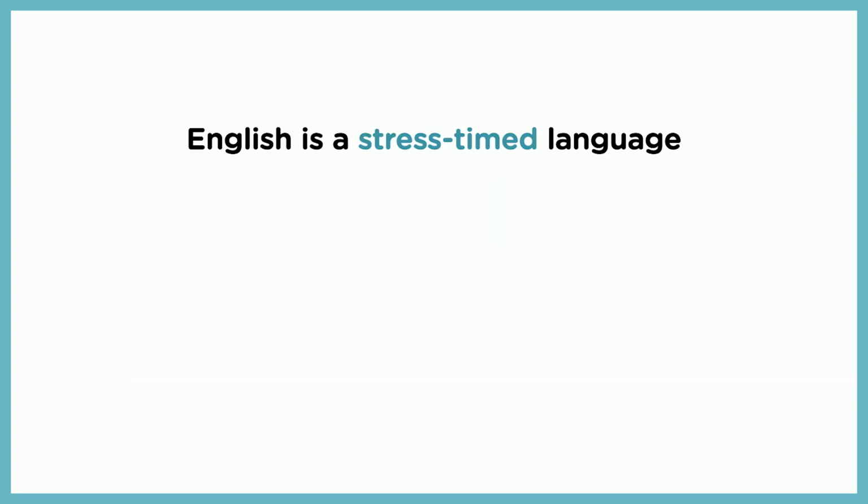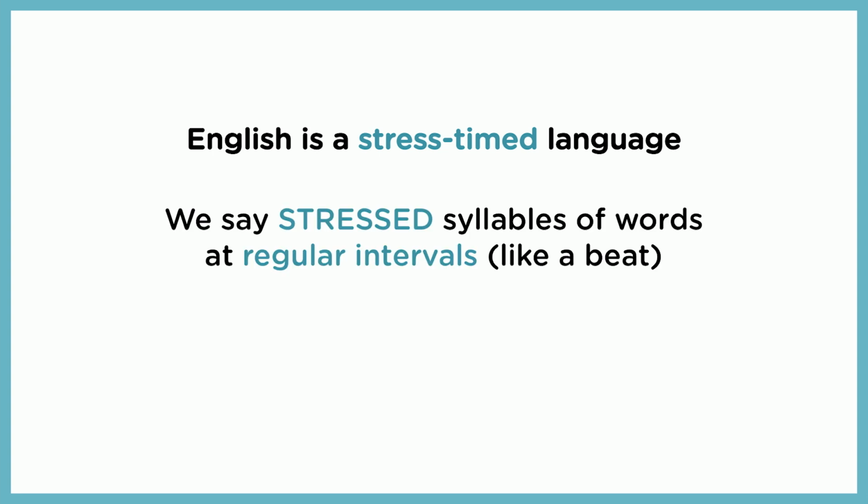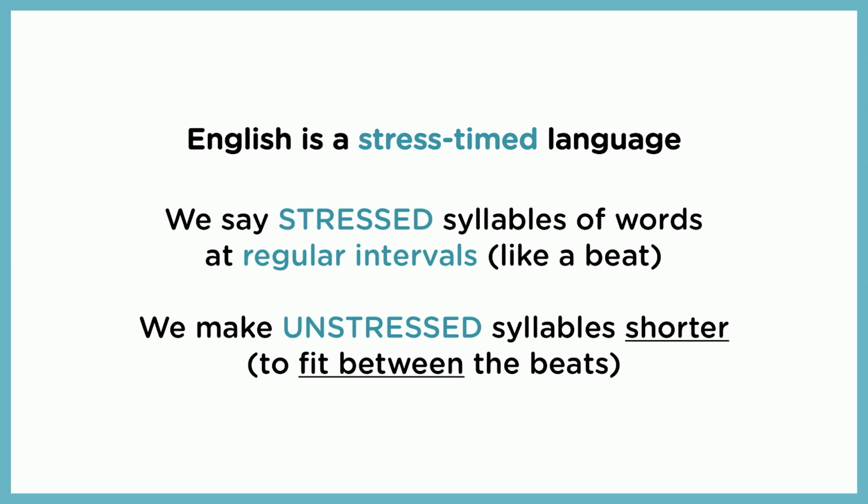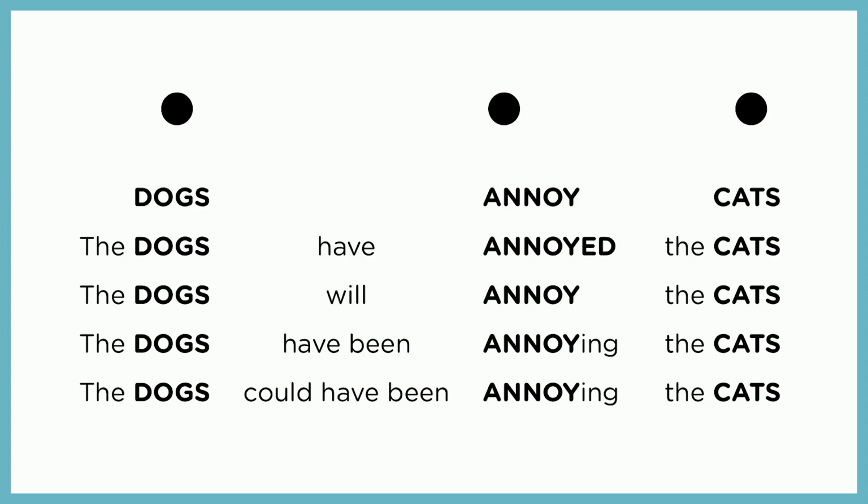Got it. So, you're right, English is a stress-timed language. This means we say stressed syllables of words at regular intervals, like a beat. Right. We're going to practice this in a second. Cool. And we put all of the unstressed syllables, we make them shorter, we put them in between the beats. Right. This is one of my favorite activities to do. All right. Let's jump into it.